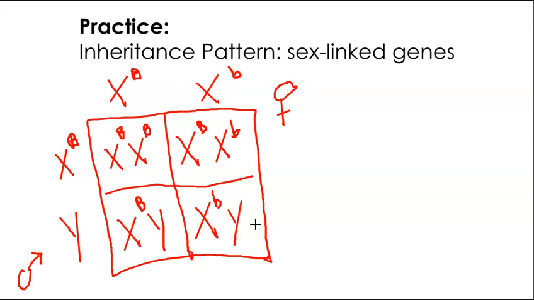Okay, let's take a look at the inheritance pattern. We can see that one out of the 2 daughters will be homozygous dominant, not being colorblind. This second daughter has the recessive allele, but she is heterozygous, so she is not colorblind, but she is in fact a carrier. So here we have the possibility of one daughter being a carrier.